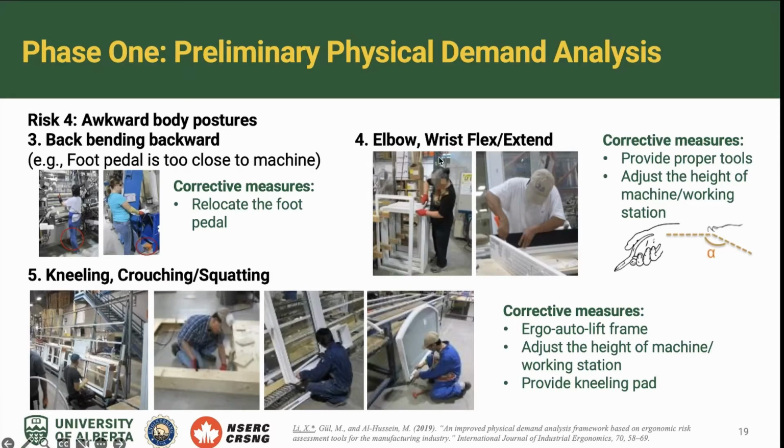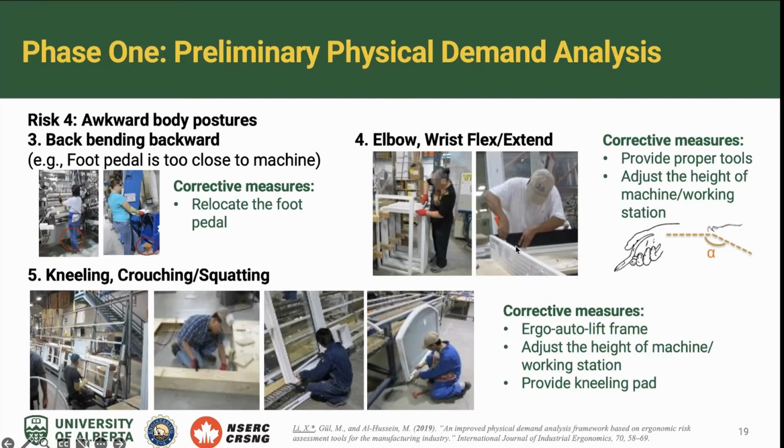There might be upper body posture on the elbow, wrist flex, or extension. That is due to the equipment or tools that the people are using. So we can provide them proper tools. So instead of the regular symmetrical plier, we can provide a plier that can bend itself. So that would help the worker to complete the task. Or we can also adjust the table, the location of the objects that the people are handling.